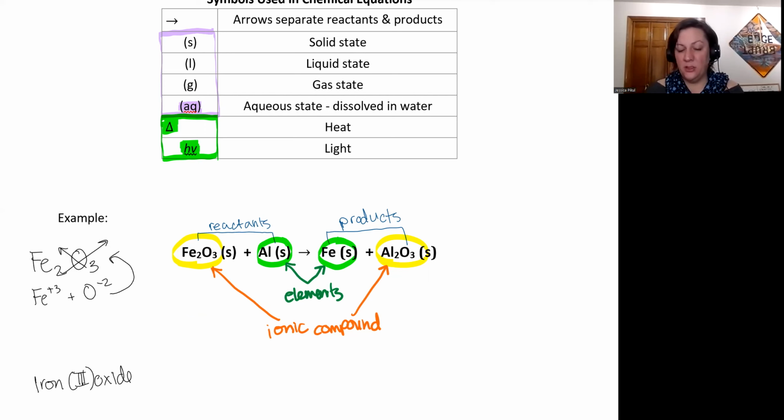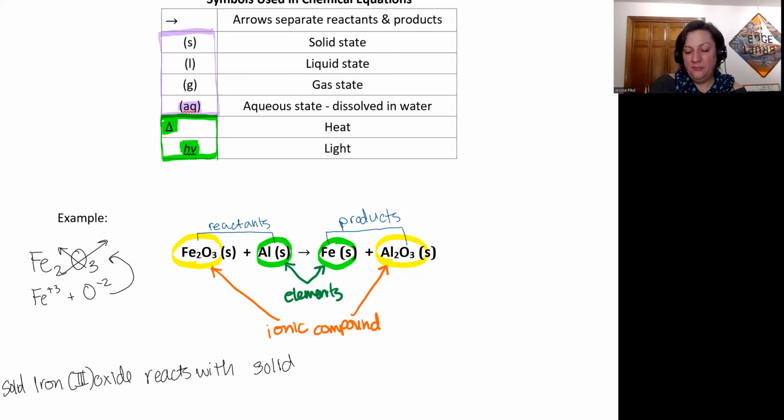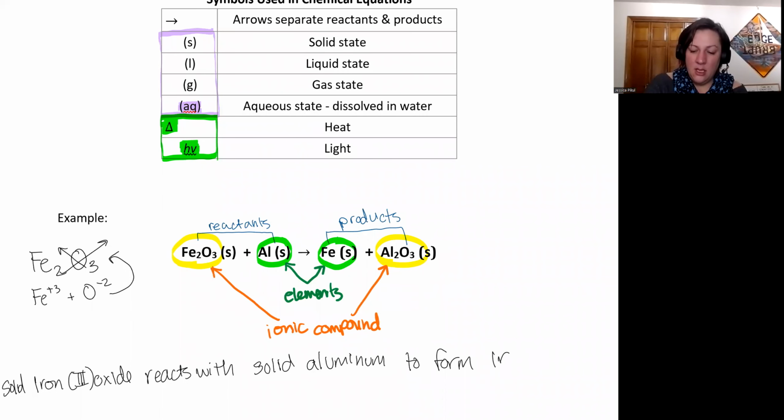And it's going to react with our aluminum, but let's also let everyone know it's a solid rather than a gas or a liquid. So we could say solid iron oxide reacts with solid aluminum to form. So now I'm going to be communicating my products. And I have iron as one of my products that's in its element form. So I could form iron solid or solid iron.